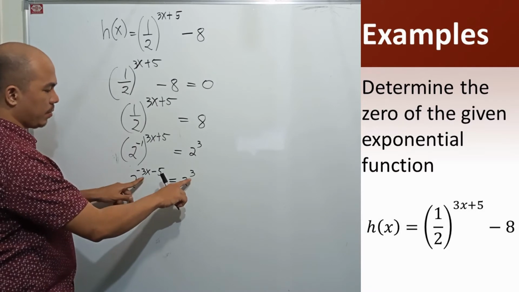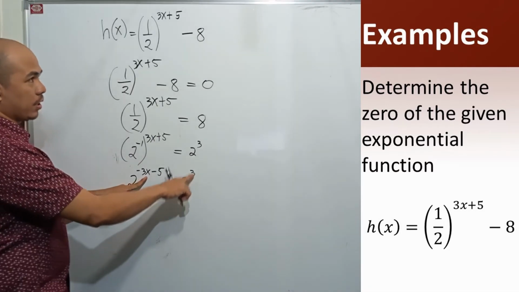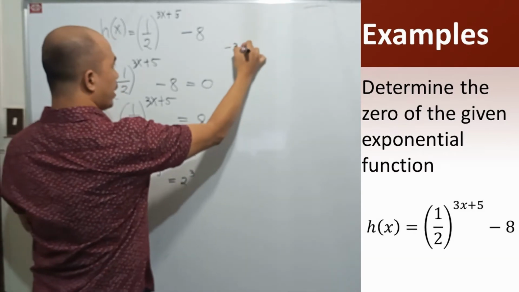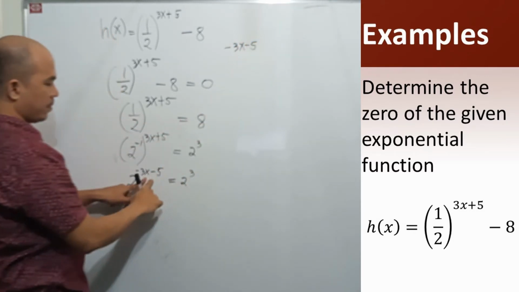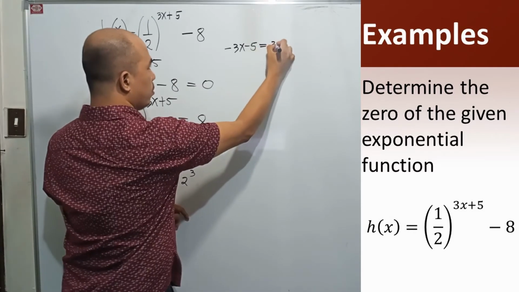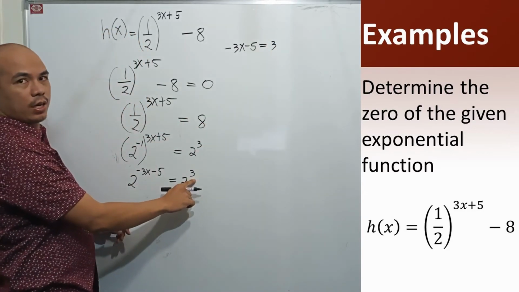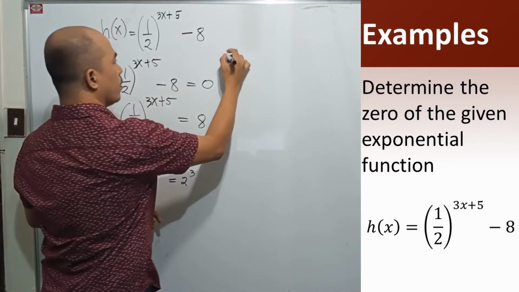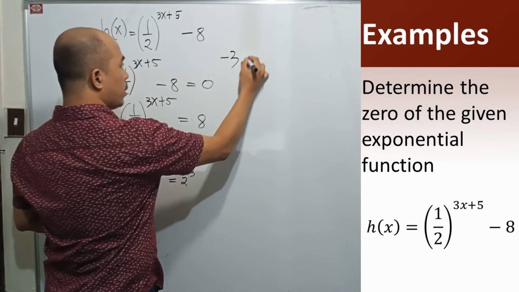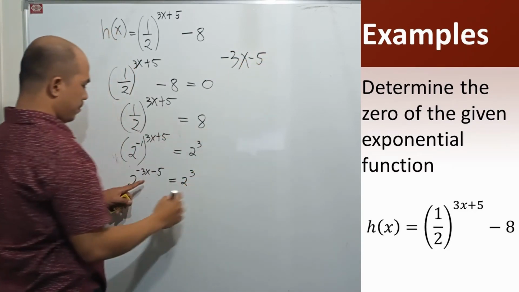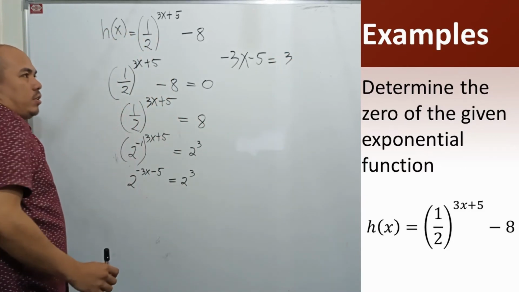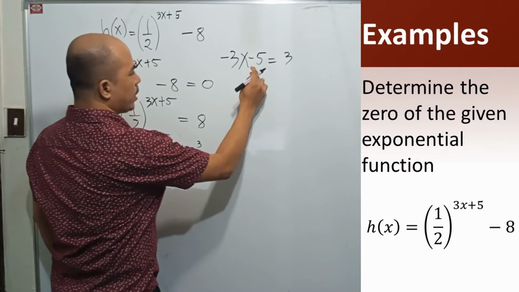And then, ibig sabihin, equal na yung ating dalawang exponent. Dito na natin solve. So, we have negative 3x minus 5, exponent natin, is equal to 3. Okay? Laki-lakihan natin. Negative 3x minus 5 is equal to 3. Okay? So, simplify na natin.